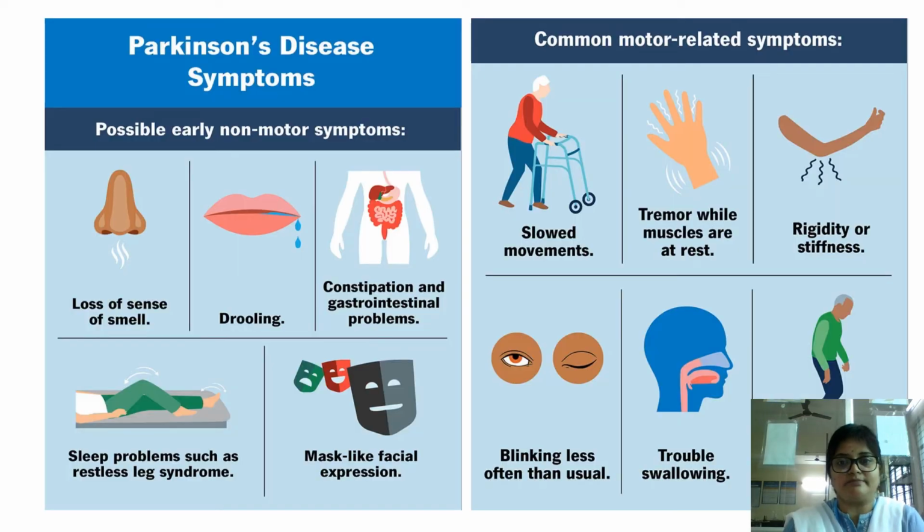Coming to the symptoms. These are the non-motor symptoms, the possible early symptoms we can see. Initially, the person will lose the sense of smell, as the muscles in the nose are not going to be coordinated. And then drooling will be there because the lips of the patient cannot be closed properly. Because of the space present between the two lips, there will be drooling. And then constipation and gastrointestinal problems will be there.